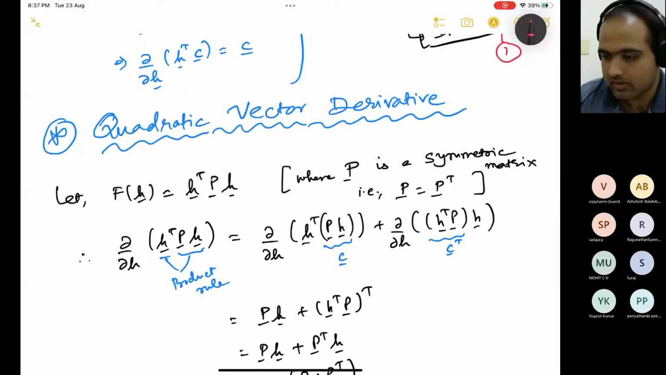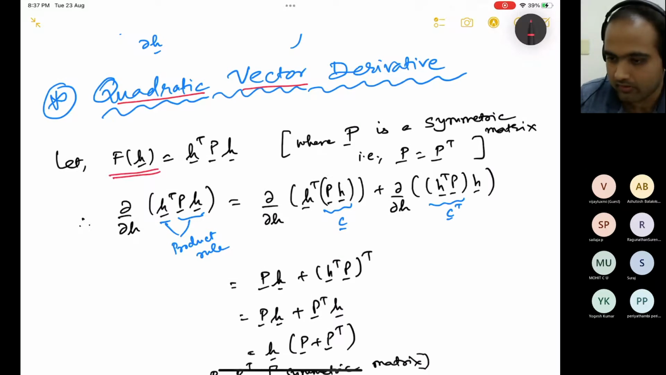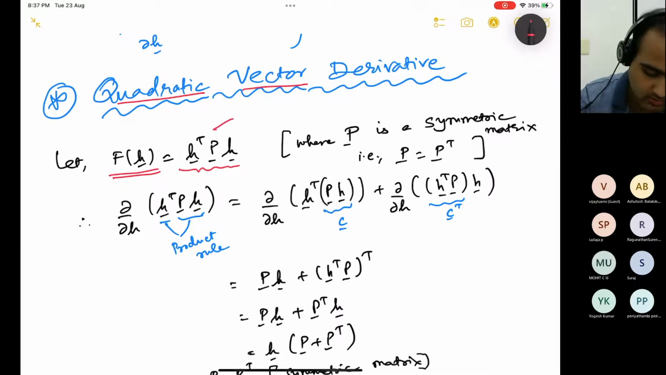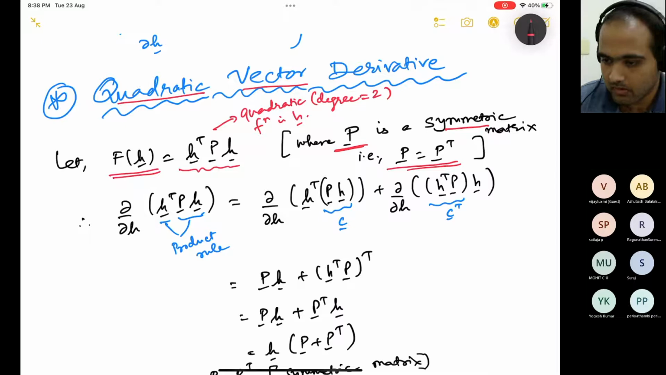The next important result which we need to derive the channel estimation is the quadratic vector derivative. So in this case, we have f of h, which is a function in h, as h transpose P h. So here you can see this is a quadratic function in h, right? That is, the degree is 2, a quadratic function in h. Okay. Also note that this P matrix is a symmetric matrix. What is the meaning of a symmetric matrix? So a matrix is symmetric if the transpose of the matrix equals the matrix itself, right? Then it is called a symmetric matrix.